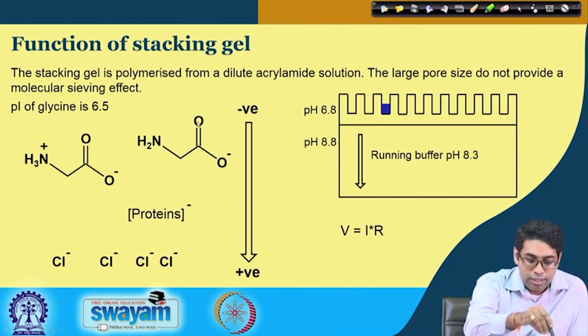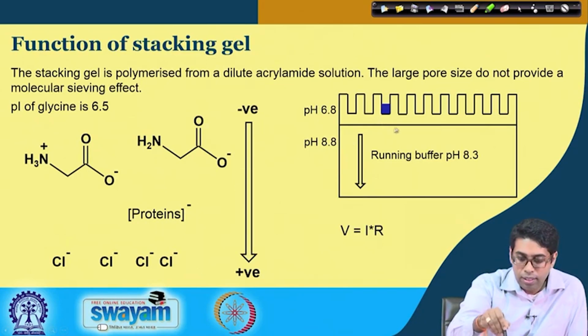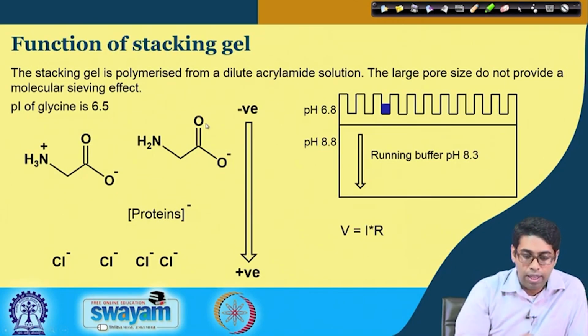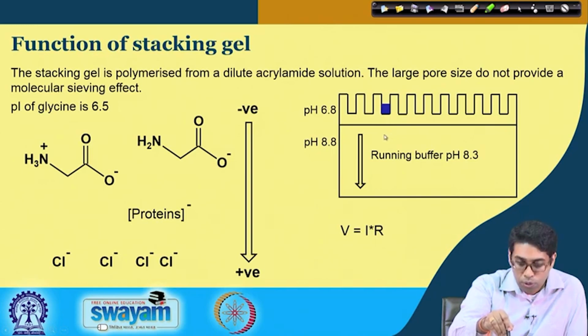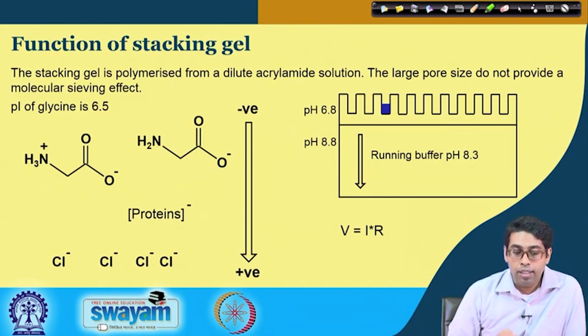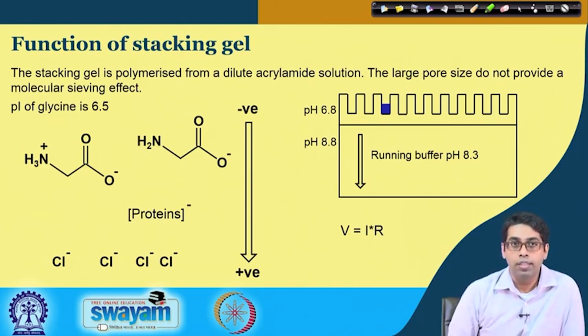The moment the glycine, chloride ions and proteins enter the resolving gel, they encounter a pH of 8.8. So, now all of the glycine molecules are quickly converted to this negatively charged ion, and they start moving fast. So, this concentration effect that we saw in the stacking gel is now lost in the resolving gel. Also, in the resolving gel, a higher concentration of acrylamide is used, which means that now the sieving effect comes into place, and it will start resolving the proteins according to their size.